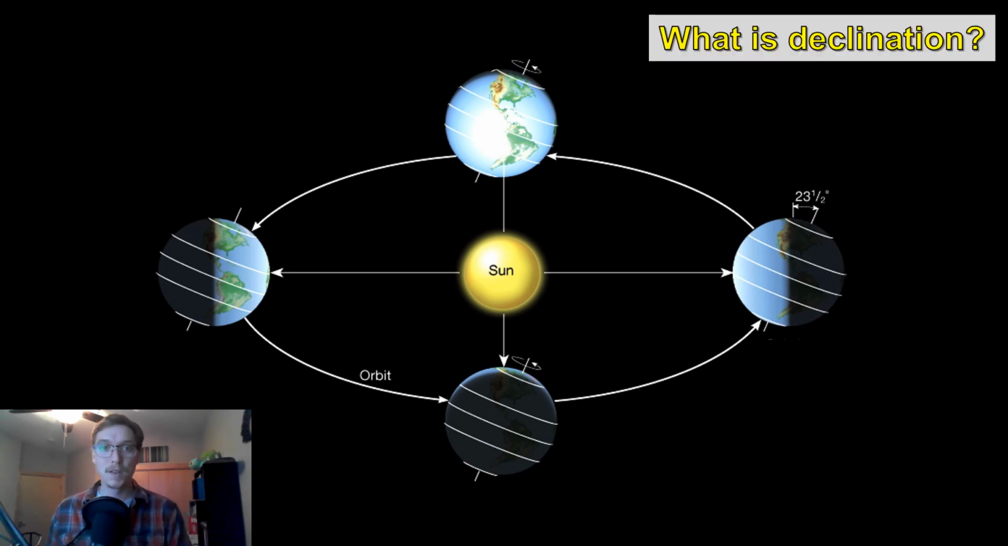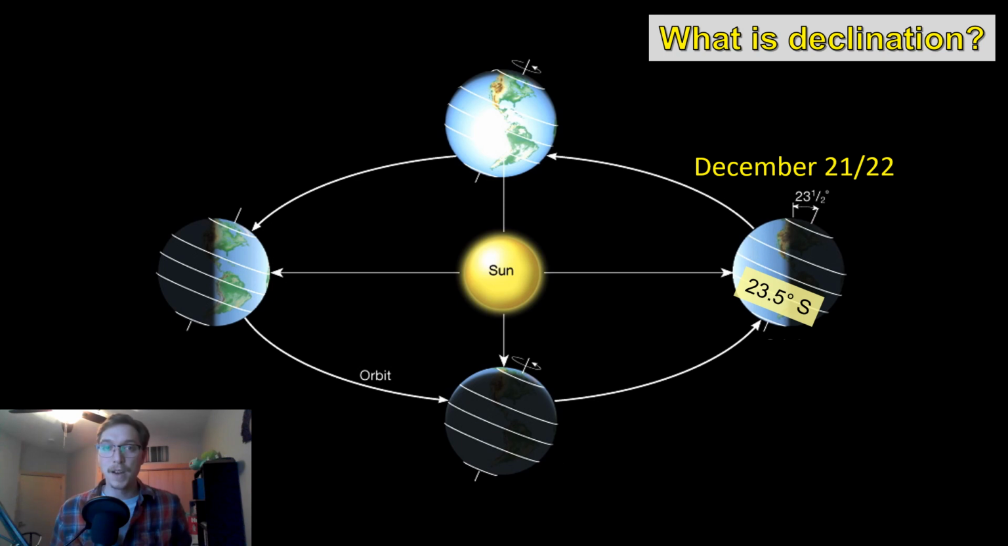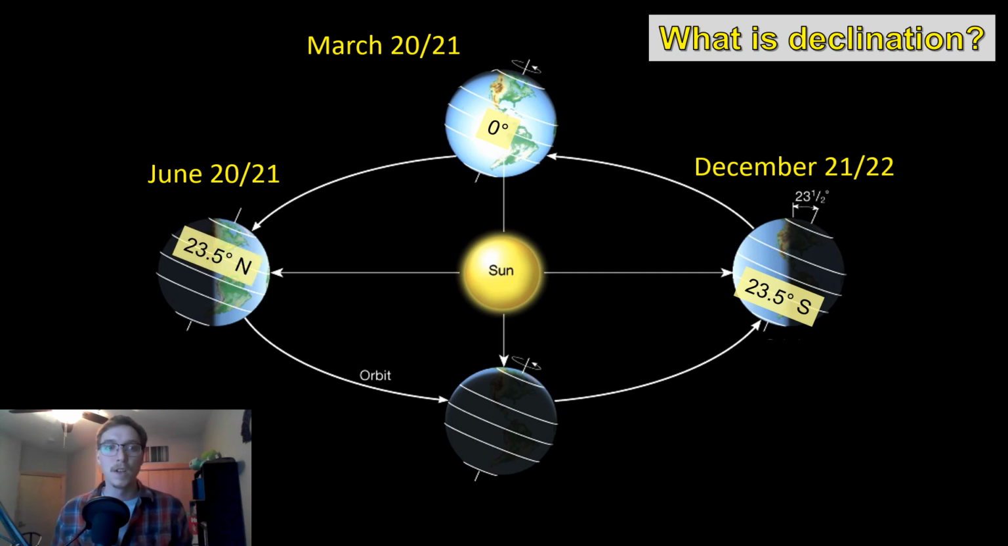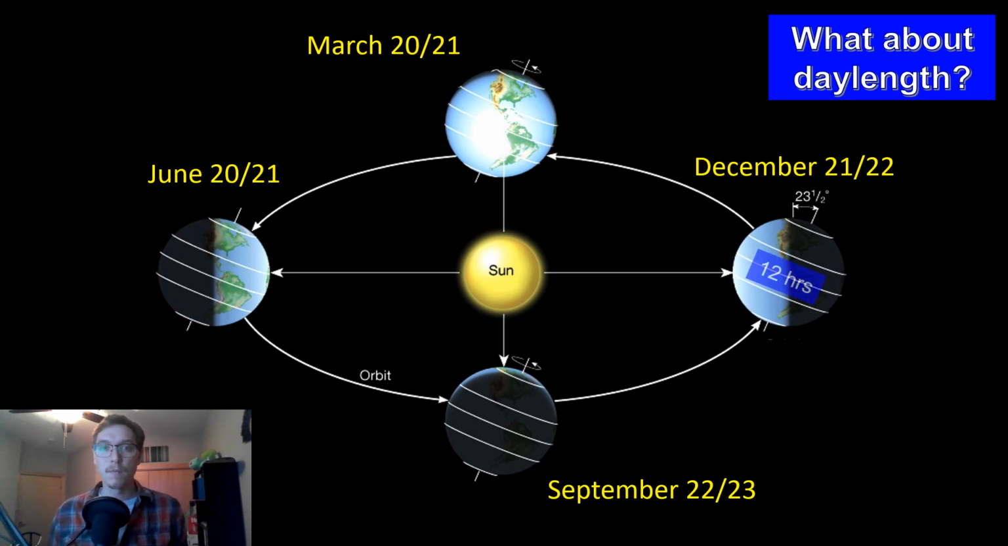So to summarize, declination on December 21st and 22nd, 23.5 degrees south latitude, 0 on March 20th to 21st, the spring equinox, 23.5 degrees north on the June solstice, and 0 degrees in the September equinox. Day length, 12 hours along the equator during the December solstice, 0 hours at the North Pole, 24 hours at the South Pole, and variations therein.